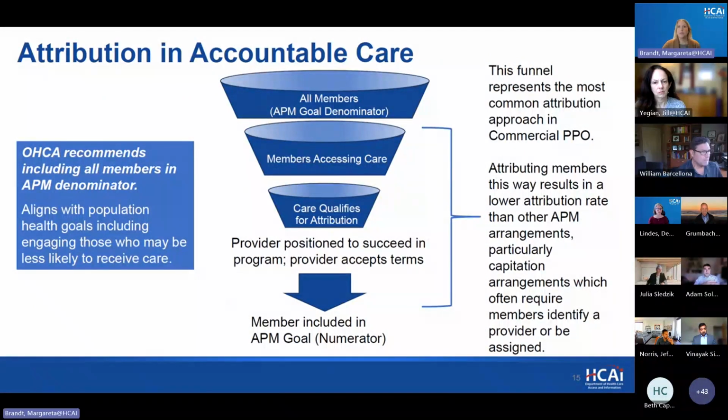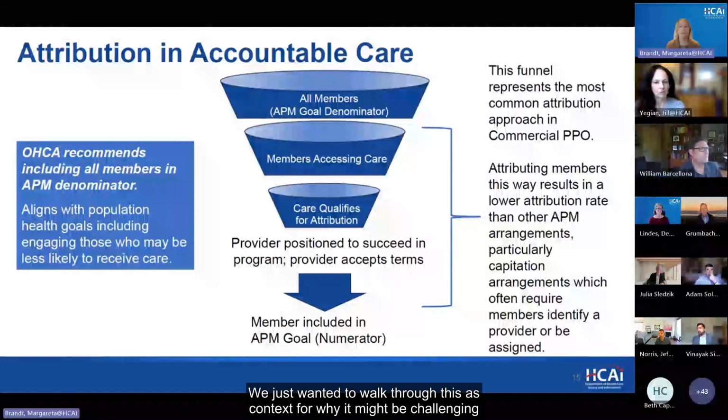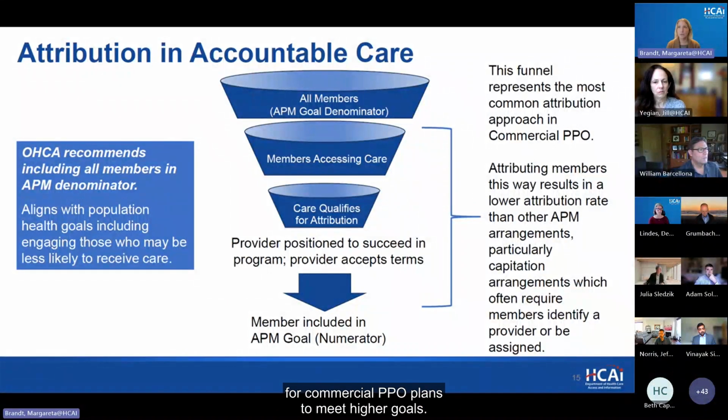So this slide presents, in this funnel, a common approach to attribution in commercial PPOs. This is a visual representation of attribution and the types of accountable care arrangements or alternative payment model arrangements that are most commonly used in commercial PPO payment models. We just wanted to walk through this as context for why it might be challenging for commercial PPO plans to meet higher goals, but also wanted to emphasize that OHCA is continuing to recommend that all members be included in the alternative payment model denominator for commercial PPO alternative payment model goals.